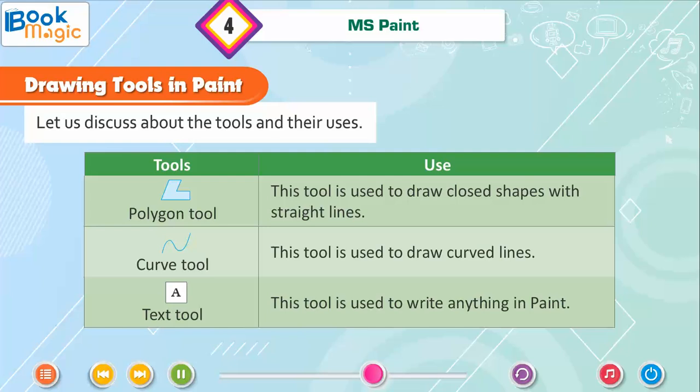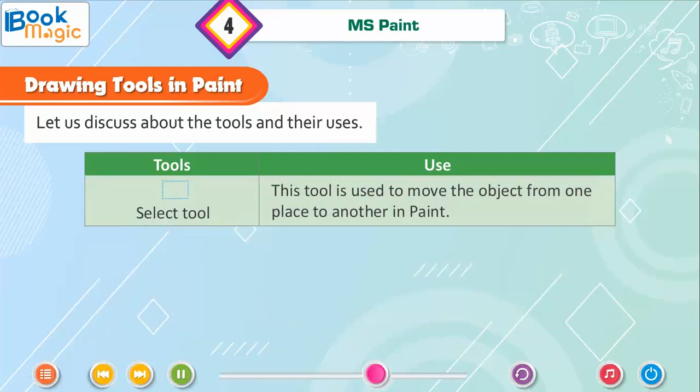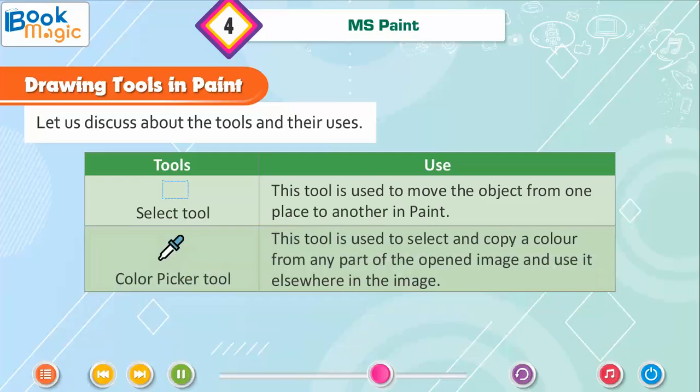Text tool. This tool is used to write anything in Paint. Select tool. This tool is used to move the object from one place to another in Paint. Color picker tool. This tool is used to select and copy a color from any part of the opened image and use it elsewhere in the image.